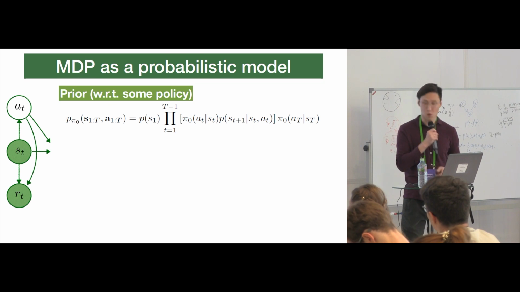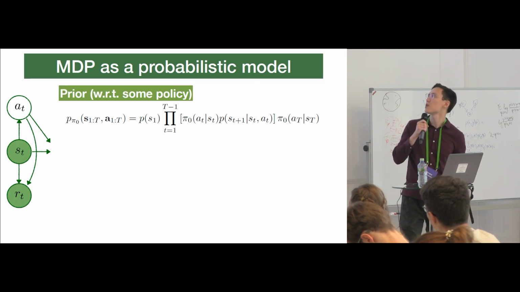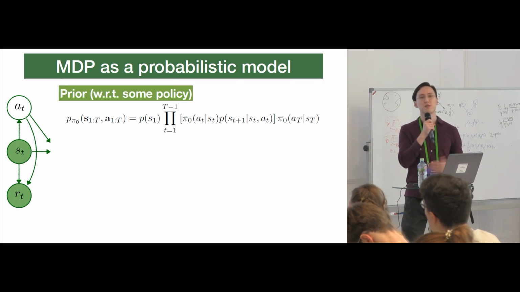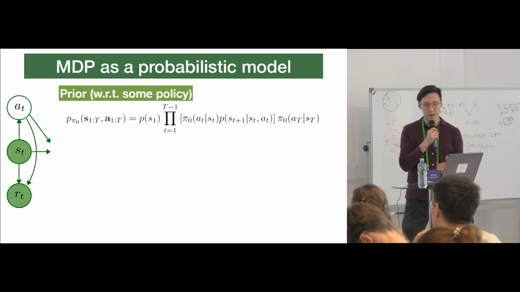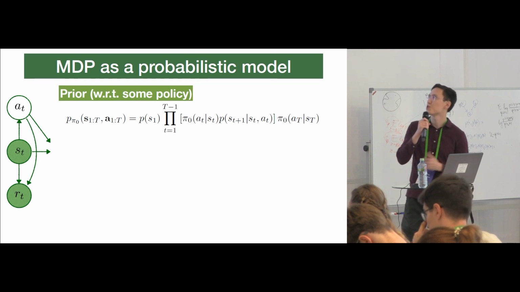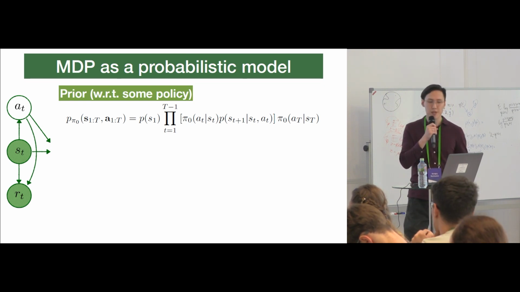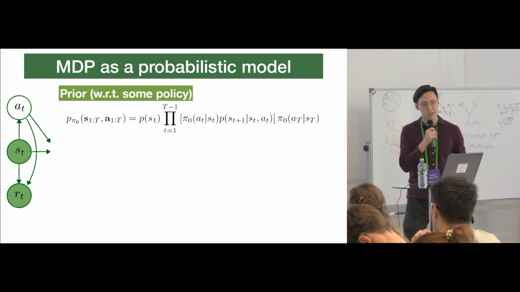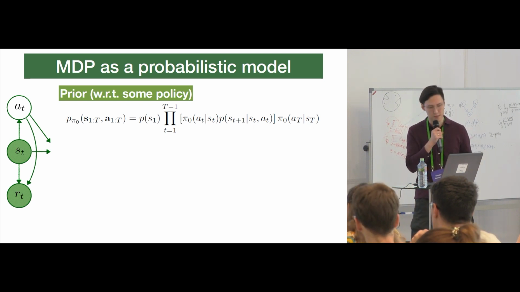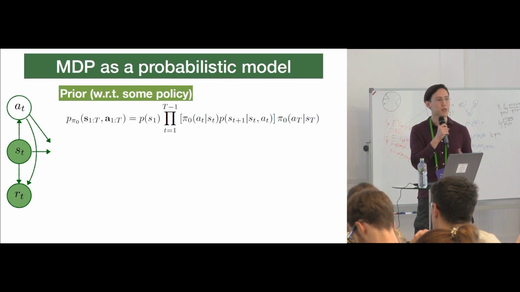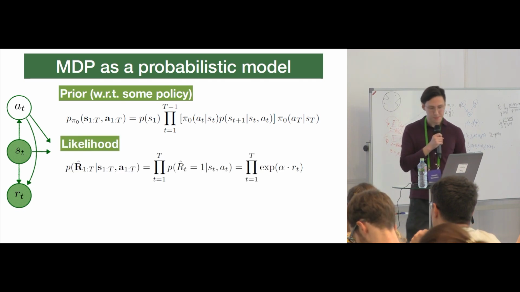So what is this prior? This P of S1: we have some prior distribution over the first state where we start. Then at each time step, we sample an action according to policy pi 0. Then we transit to the next state, S_{t+1}. And in the very end, we again take the last action. So this is how we generate a trajectory using policy pi 0.